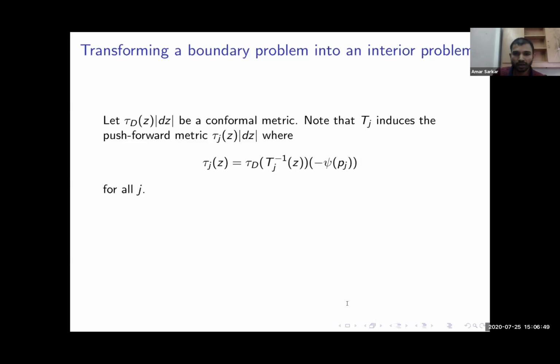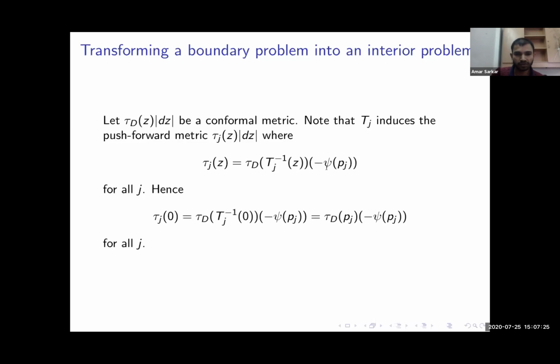If you take any conformal metric, then we already have this sequence of affine maps. Now what we do is pull back. It is pushed forward here with respect to pj, and with respect to pj inverse it will be pulled back. When you pull back this tau d, the conformal matrix tau d, with respect to this pj, you will get another matrix by the pullback formula.